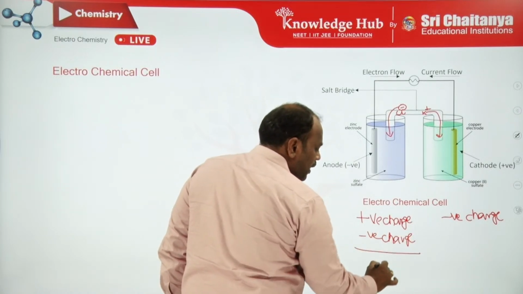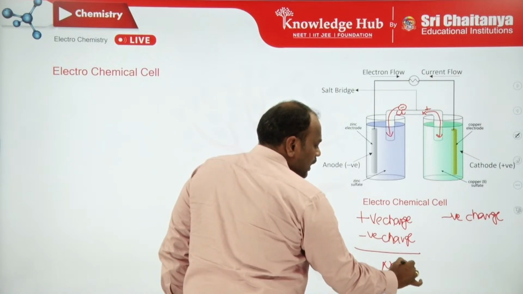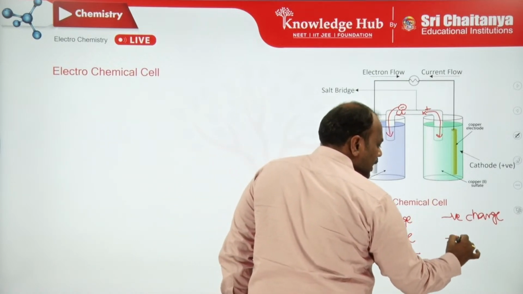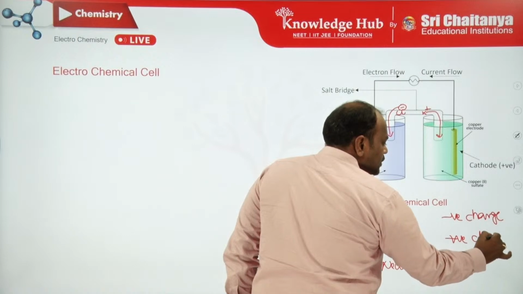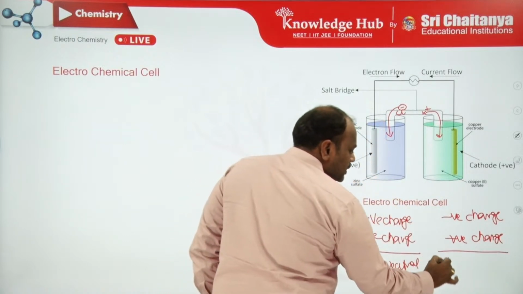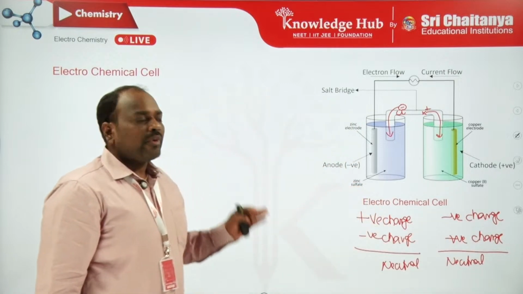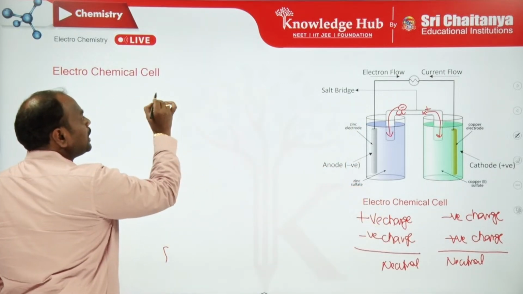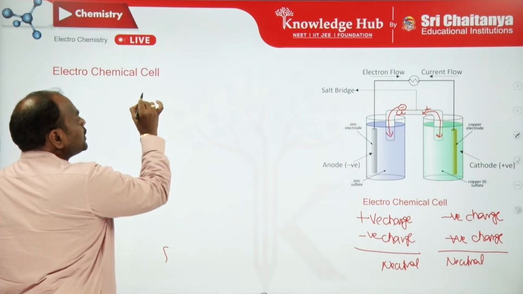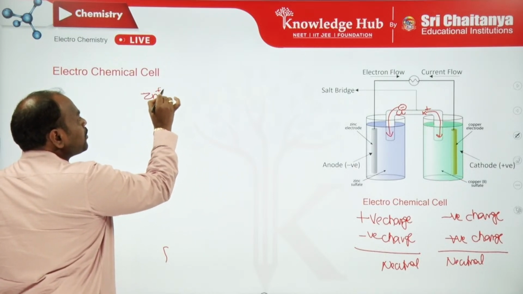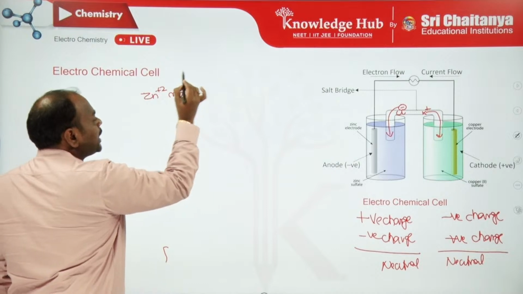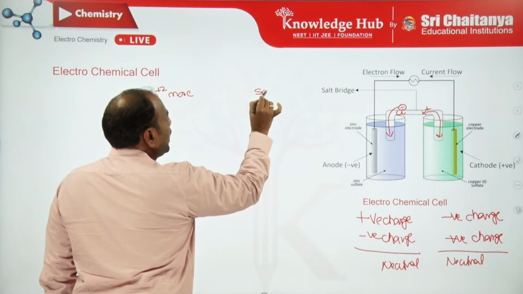So the reaction became neutral. Here, on the right side, which charge is migrated? Positive charge is migrated, so that's why the right side also became neutral. So that means when we are using this salt bridge, what happened here? On the left side only Zn plus 2 ions are more. On the right side, sulfate ions are more.